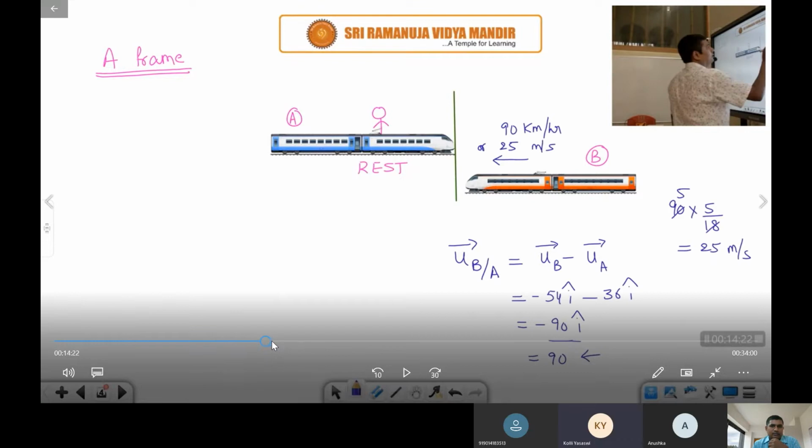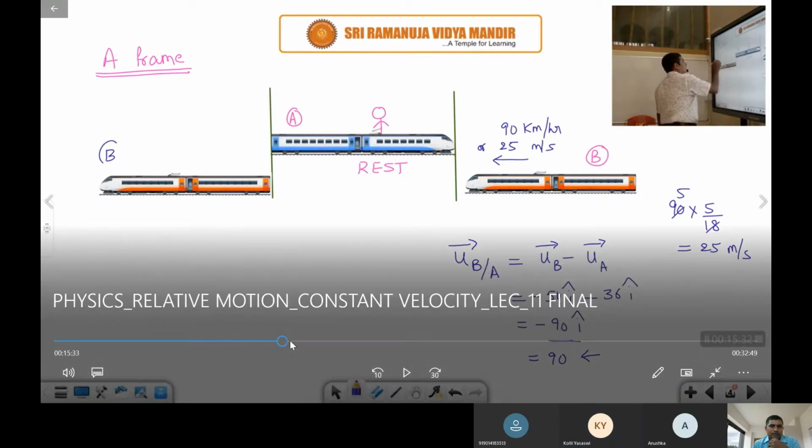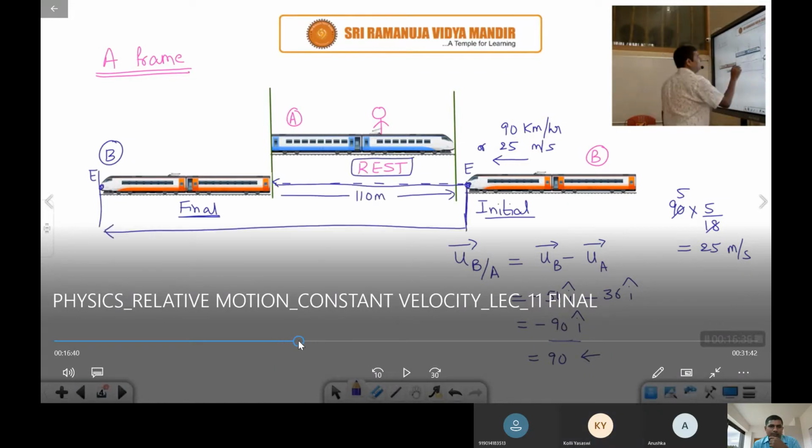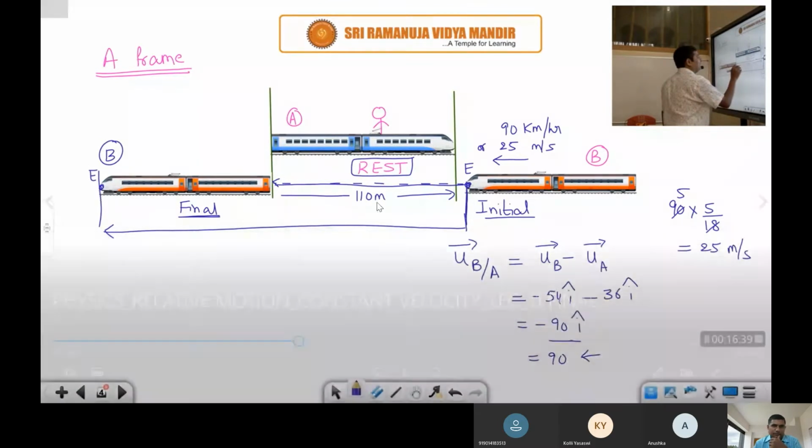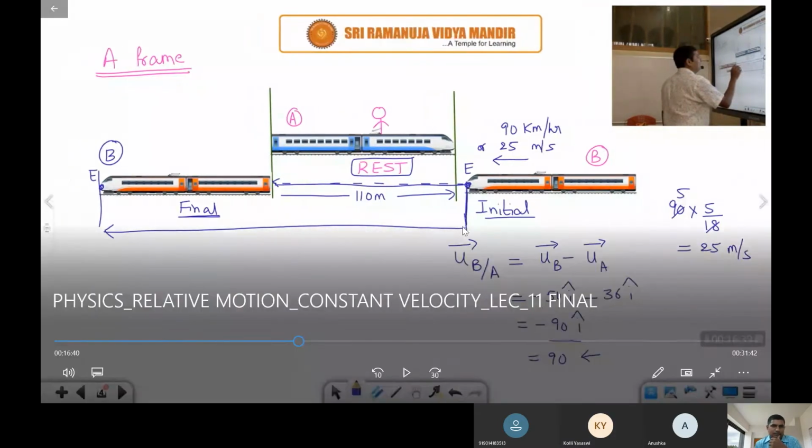Correct. That means it has to see the final position and the initial position. Are you able to see the screen? Yes, sir. Initially the engine is here, where I am pointing. Finally, where is this engine? It is here. So from engine to engine, how much has it covered? The length of the blue train plus the length of this red train.